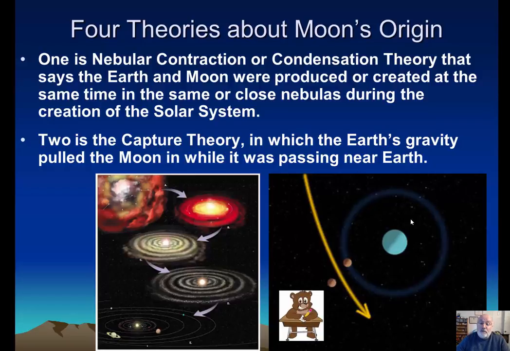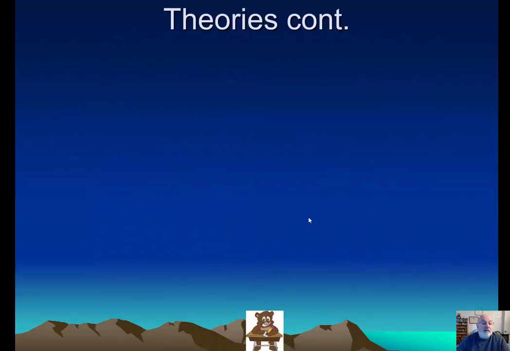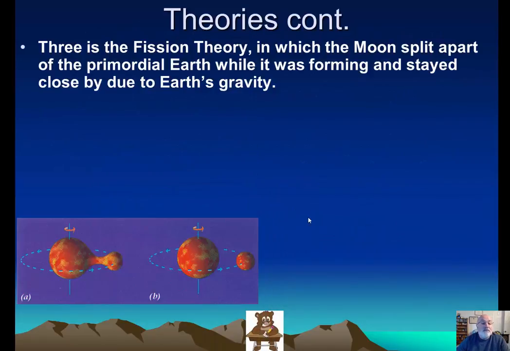Theory 2 is the capture theory, where the moon's over here minding its own business, and a celestial body came too close and got pulled into an orbit, and we trapped it. I'd like you to draw this one. Theory 3 is called the fission theory, where the primordial Earth, as it was spinning, threw some of its material out, sort of like a lava lamp, and then that coalesced as the moon.